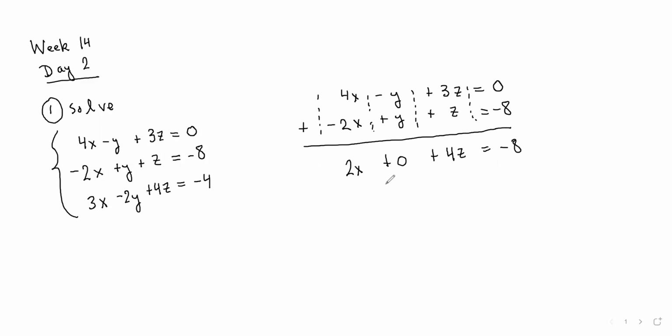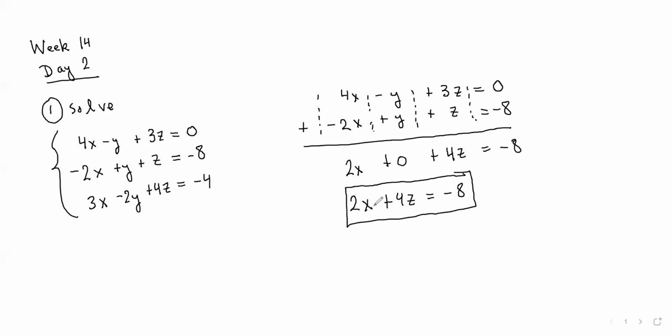So from this, let's write out the equation without the 0. We get 2x plus 4z is equal to minus 8. Let's keep track of this one, so I'm going to put a box around it.